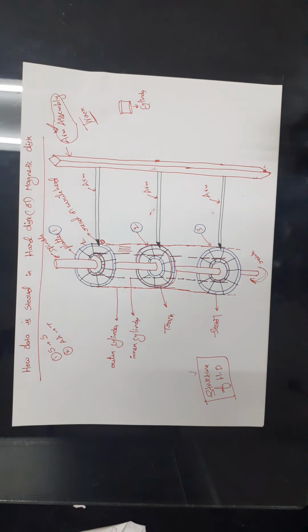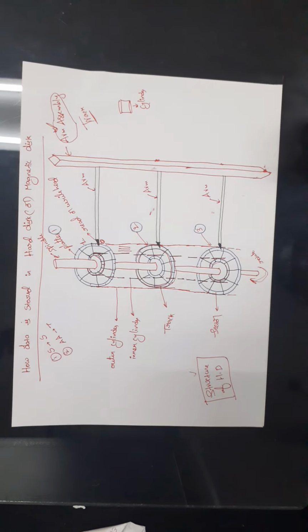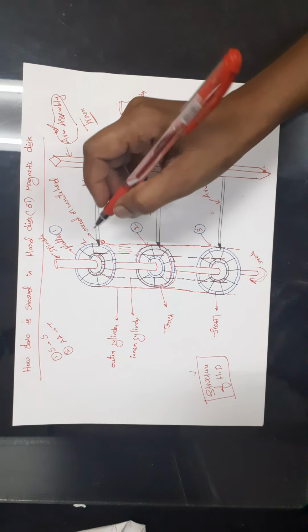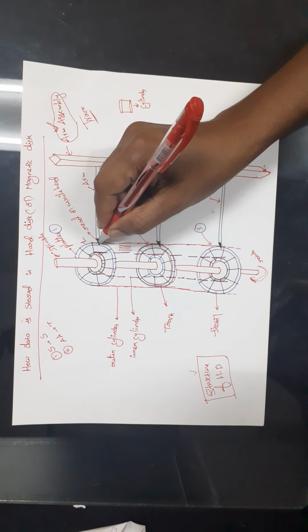Now I'll explain how to store data into the hard disk. Initially, let us assume that the read or write head pointer is at the outermost track of platter 1.